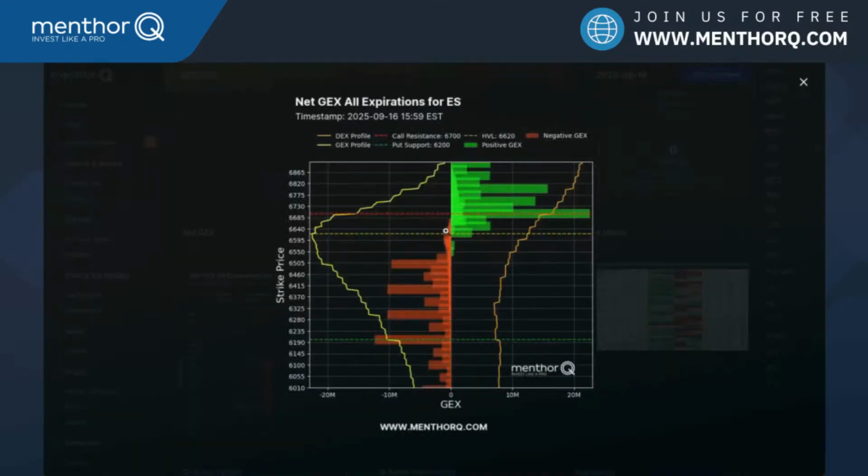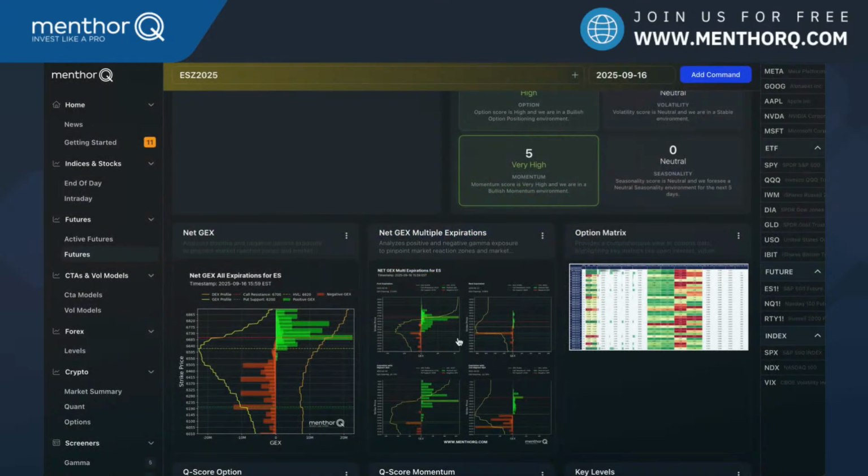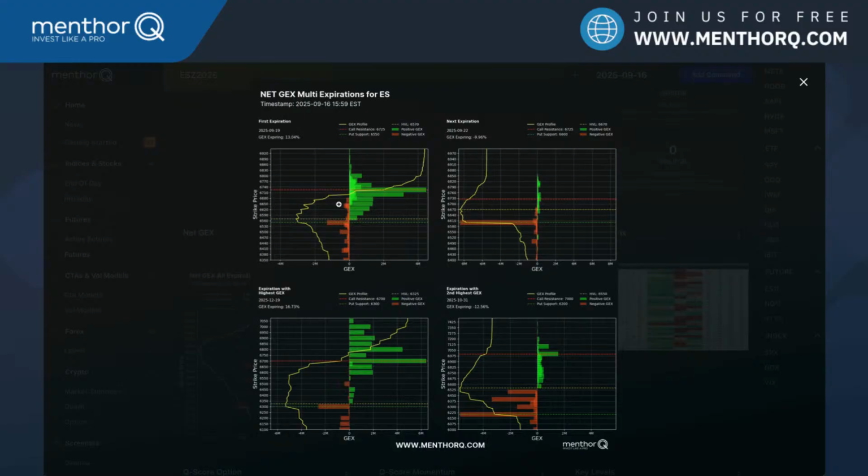We also can see how positioning happens at different strikes. So we have a big core resistance at this 6,700 level. Our gamma flip point, which is our high vol level, is at 6,620. And then we have some negative gamma positioning lower, but our put support is all the way down at 6,200.